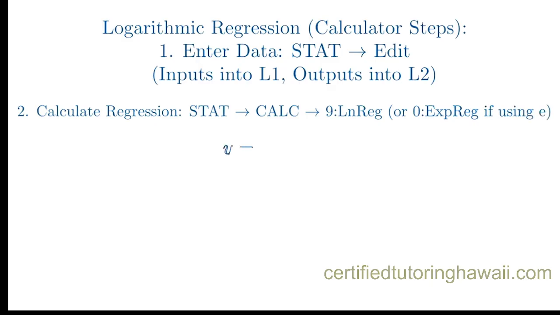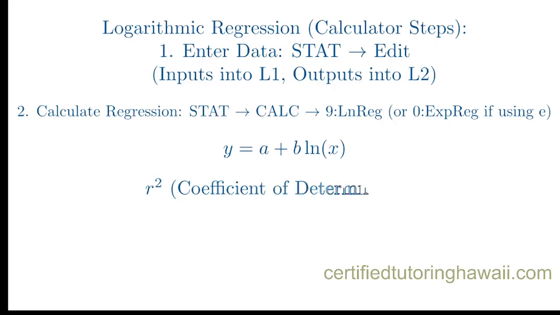The calculator will then give you an equation in the form y equals a plus b times ln of x. It will also give you an r² value, or coefficient of determination. This number, between 0 and 1, tells you how well the model fits your data. A value closer to 1, like 0.96 in our example, means it's a very good fit.